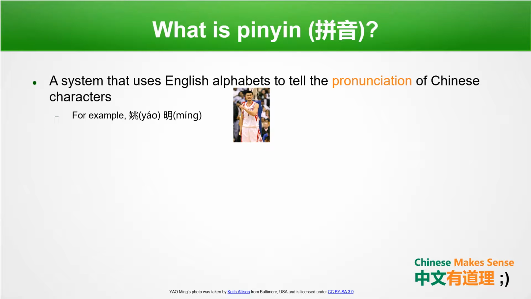So what is Pinyin? Pinyin is a system that uses English alphabets to tell the pronunciation of Chinese characters. For example, you already know the famous basketball player Yao Ming, but by just looking at the characters, you might not know the pronunciation. Then if you look at the Pinyin and the tone marks, you can figure out that the pronunciation is Yao Ming.